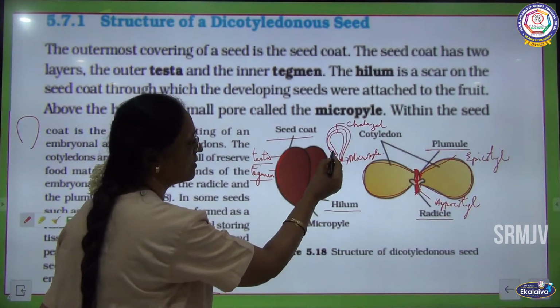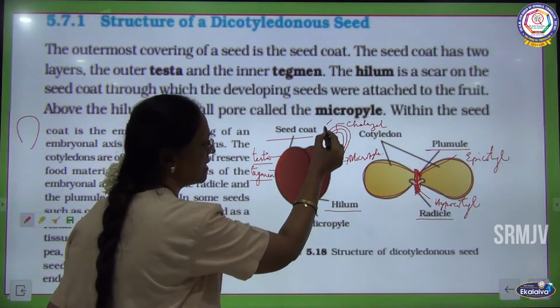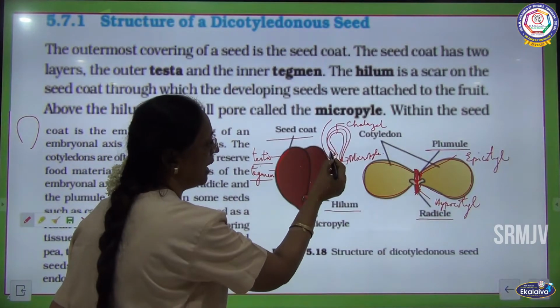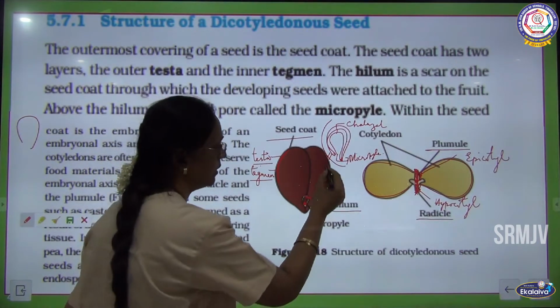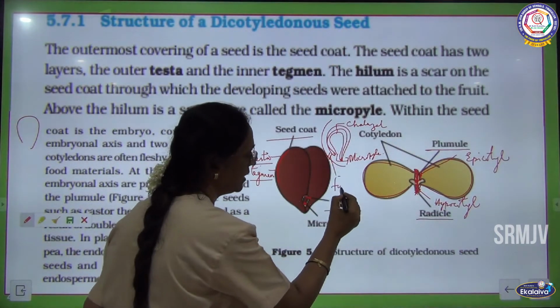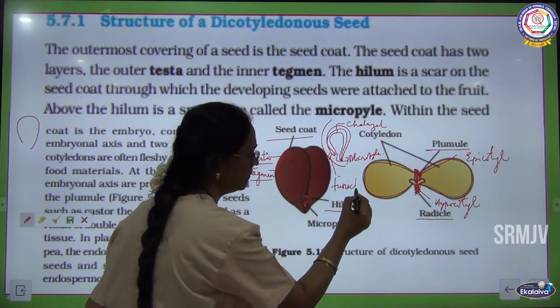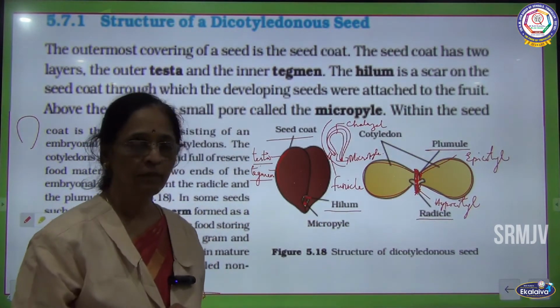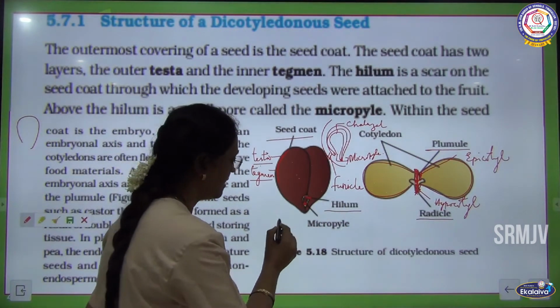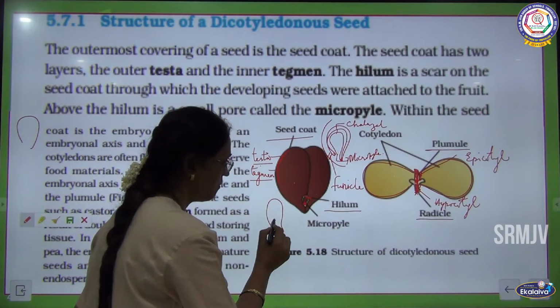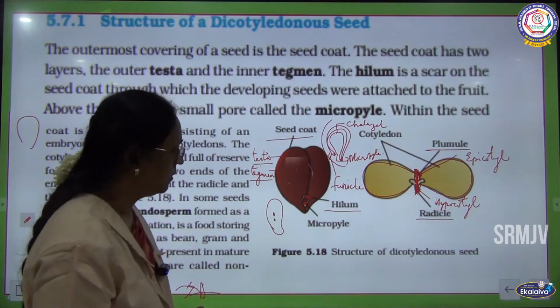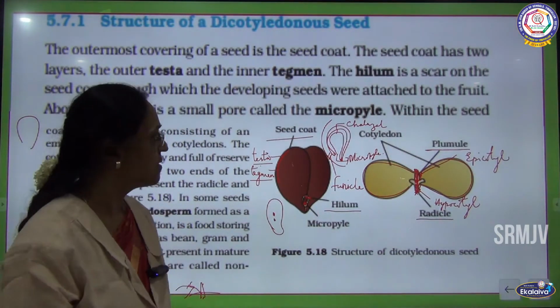If this is the ovule, and this is the ovary, here the ovule is attached to the ovary with a stalk which you call the funicle. So this is the micropyle. If you see the seed here, you will find this is the micropyle and this is the hilum. The hilum is nothing but the scar.